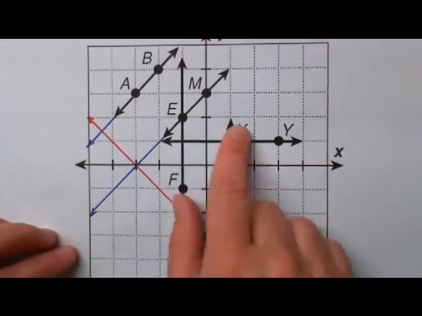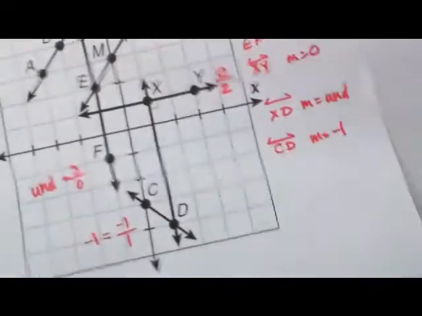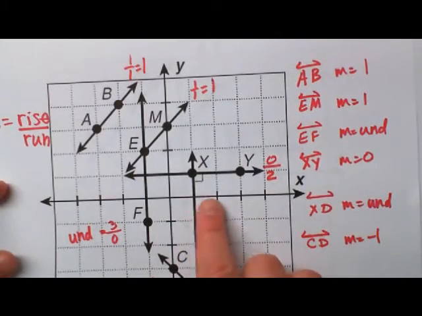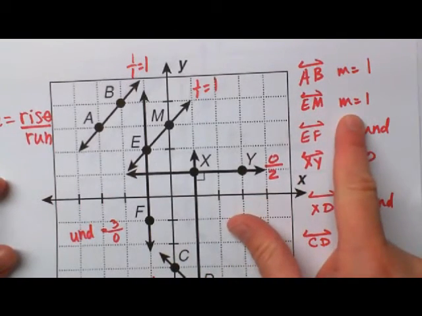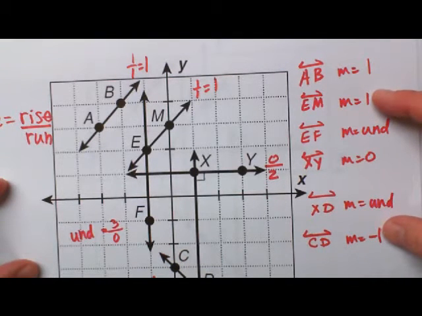So if you're given a graph with all these lines on it, and you're asked to find if lines are parallel or perpendicular, you need to find the slopes of the lines, and you need to find if the slopes are equal. If they are, the lines are parallel. If the slopes are opposite reciprocals, they will be perpendicular. That's one of the things from this section.